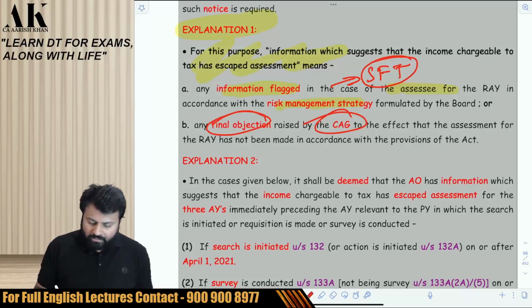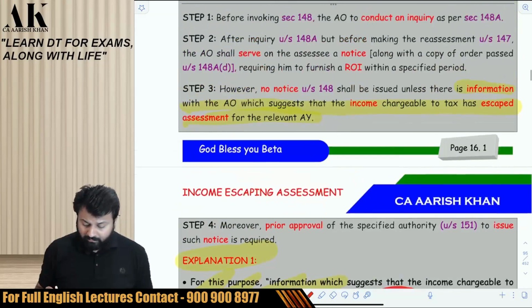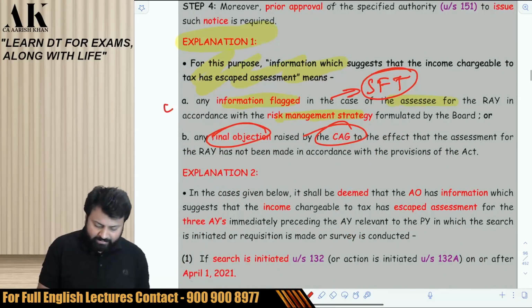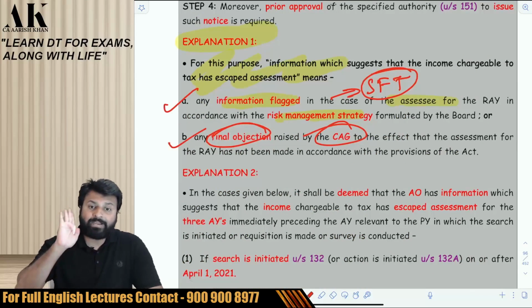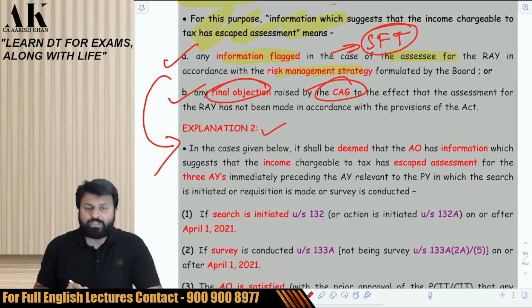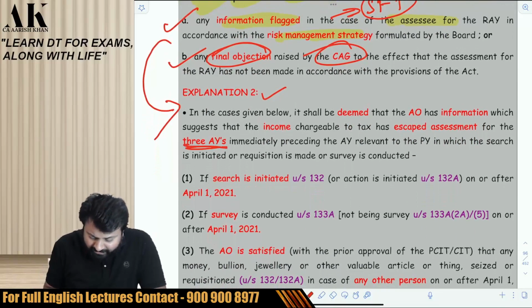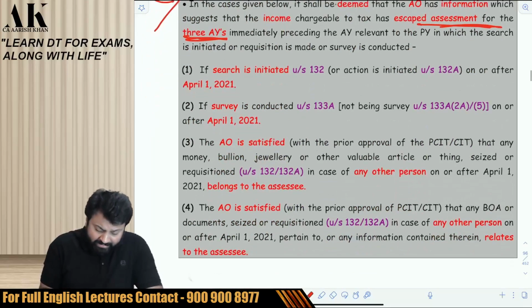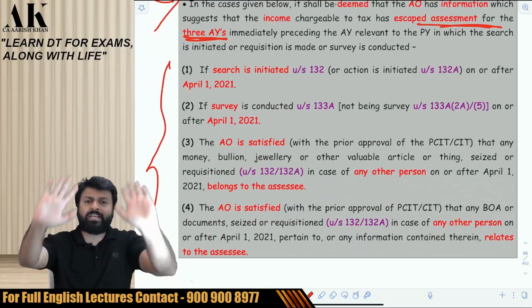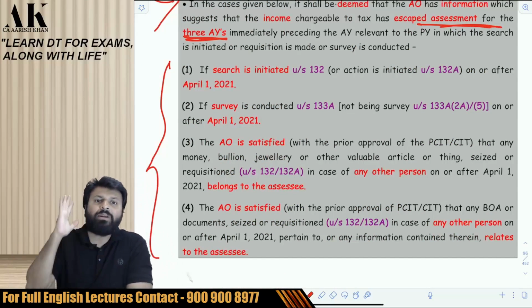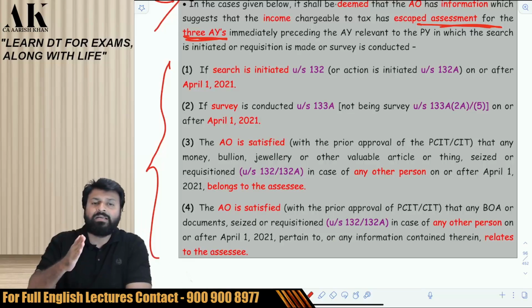Now, listen carefully. For the purpose of issuing this notice, the AO should have this particular thing, either this or this. But there is an explanation too, which is an exception to this, which says that the AO will always send you a notice for 3 years. He will always send you a notice for 3 years in these cases. Always. Means in these 4 cases, there is no requirement for the AO to satisfy himself that income chargeable to tax has escaped assessment.